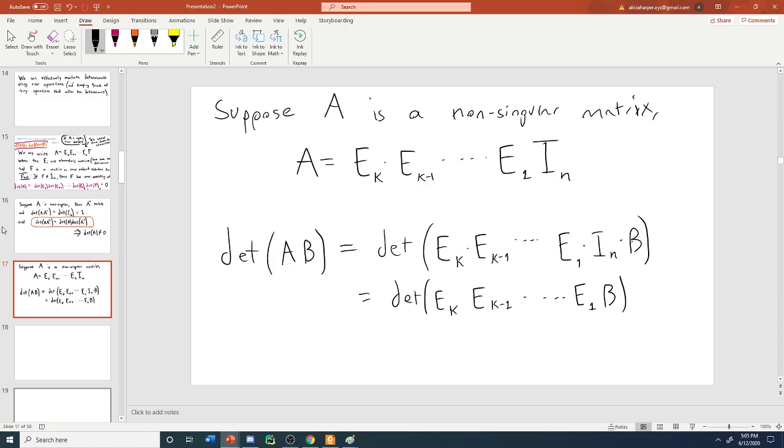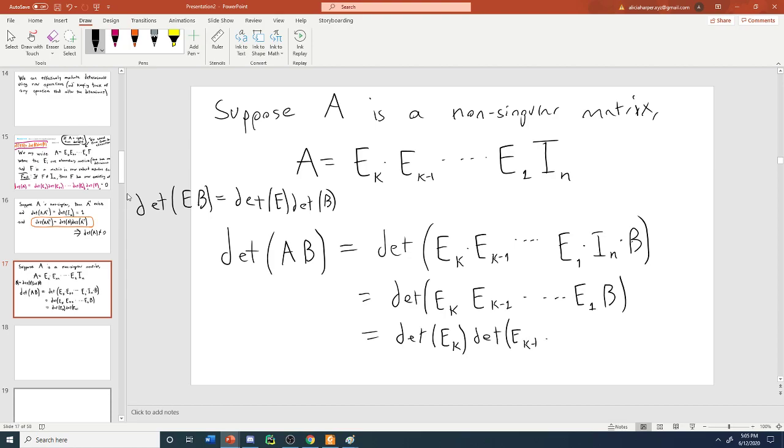Now I can iteratively use the identity I already know, namely that the determinant of E times B is equal to the determinant of E times the determinant of B. From this it follows that this is the same thing as the determinant of E_k times the determinant of E_{k-1}, and so on, the determinant of E_1 times the determinant of B.